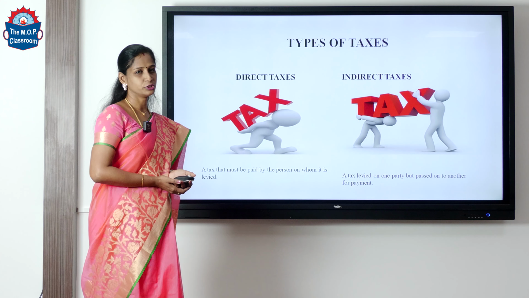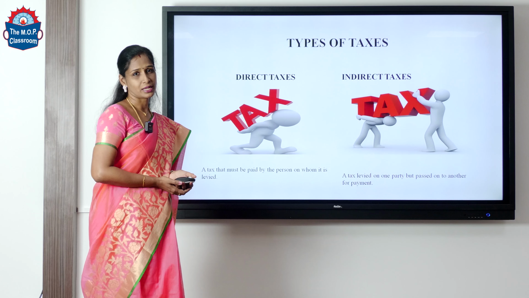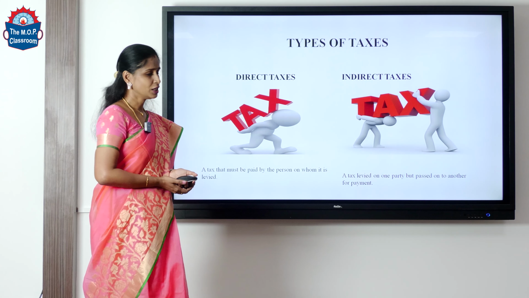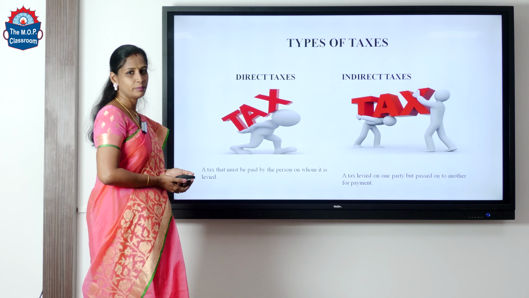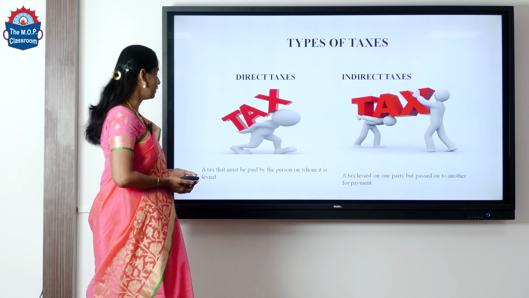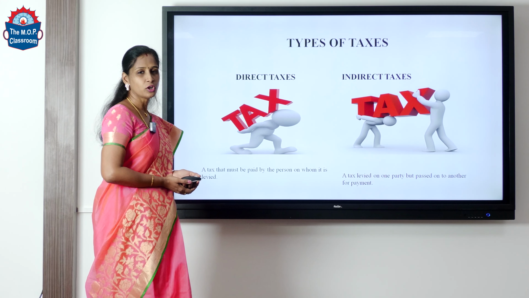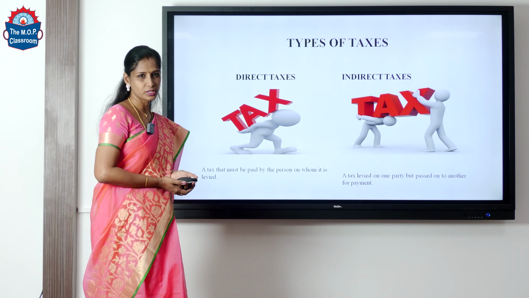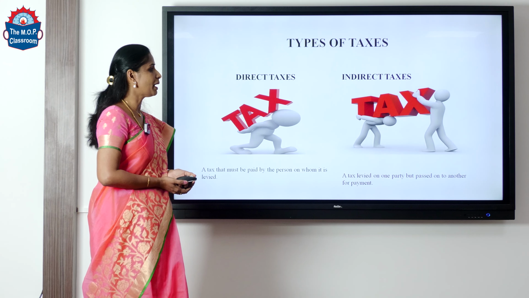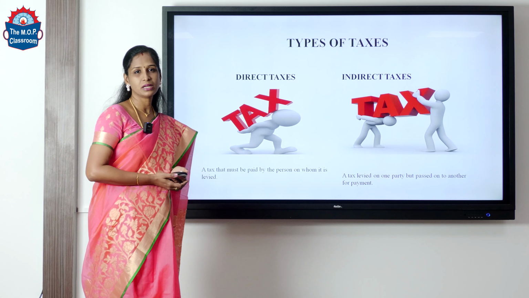Coming to the most interesting topic, what are the different types of taxes? Basically, taxes are of two types, direct tax and indirect tax. So what is direct tax? The picture very beautifully represents the tax that must be paid by the person on whom it is levied, which means you cannot shift the burden of your taxation to someone else. Whereas indirect taxation is a tax levied on one party but passed on to another person for payment.